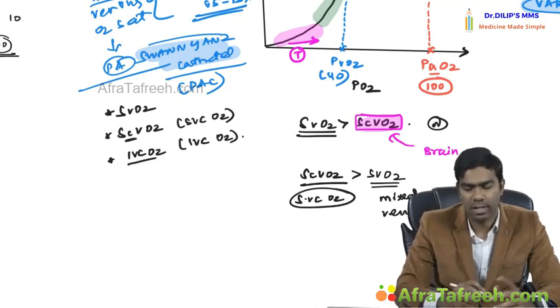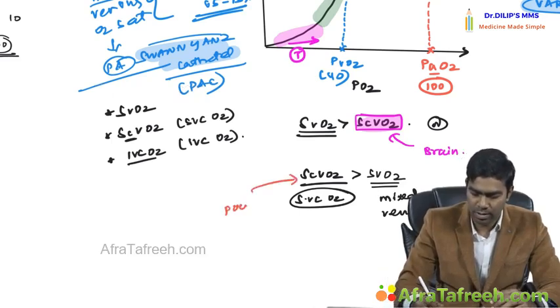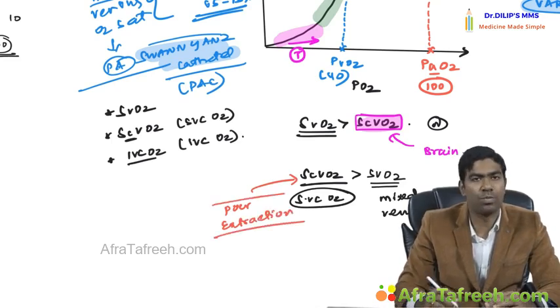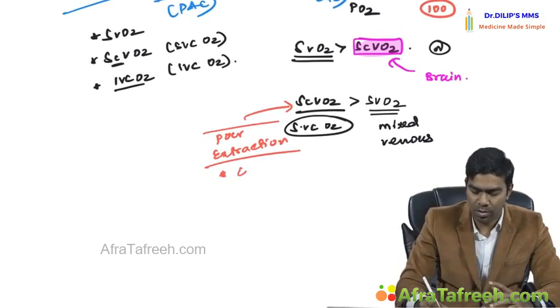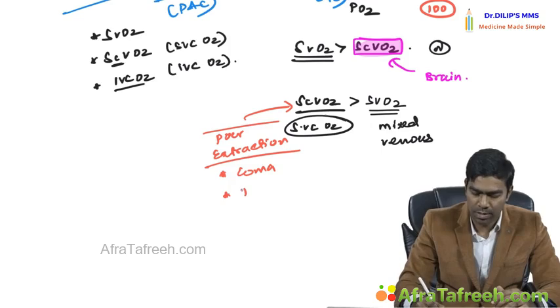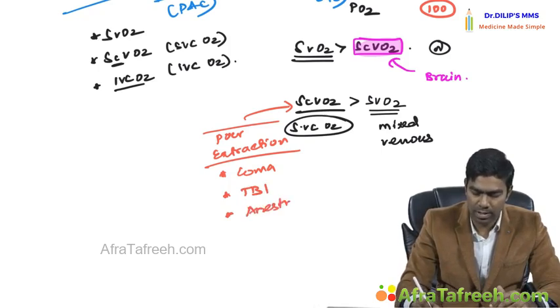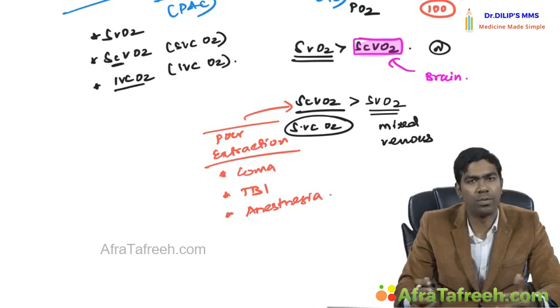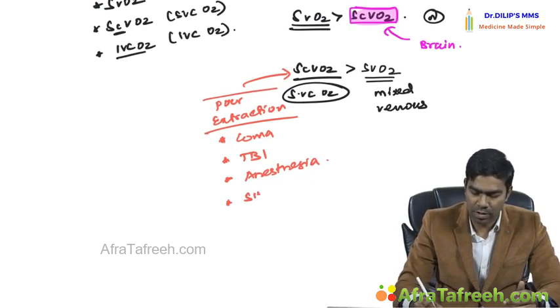What could be the reason? The reason could be poor extraction of oxygen in the superior vena cava blood. So what are the conditions that can predispose to poor extraction of oxygen in the superior vena cava blood? Typically, a patient who is in coma, where the brain utilization of oxygen is going to be very poor; a patient with a traumatic brain injury, again because of poor utilization of oxygen by the brain; a patient who is going for general anesthesia, again because of poor oxygen utilization in the brain; or a patient who is having shock.